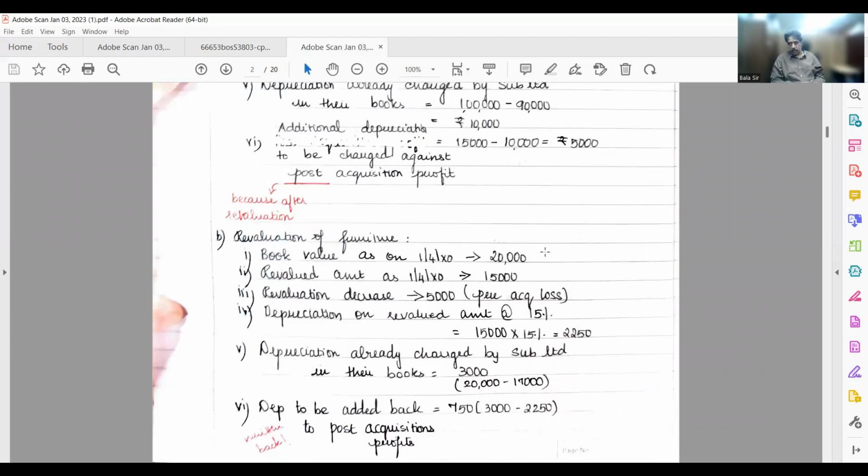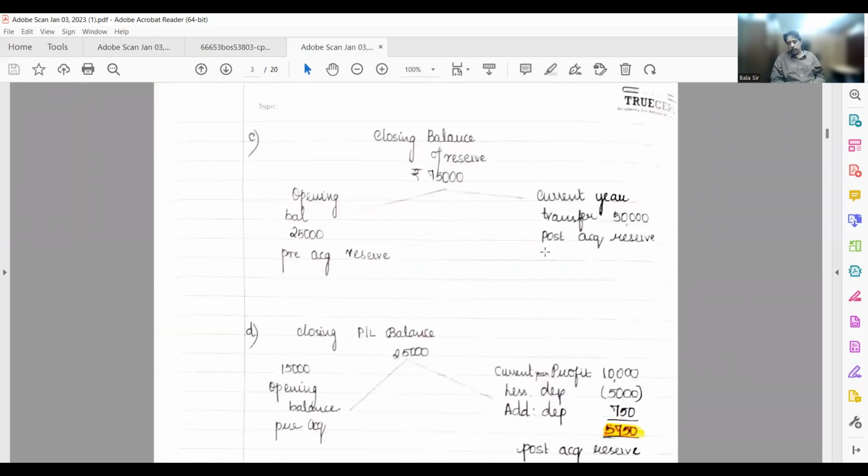Now point C. Closing balance of reserve. I'm taking a closing balance of reserve, for example, general reserve. And opening balance, 25,000. Remember always opening balance has to be pre. I'll tell you why. Because how will the 25,000 reserve as on 1/4/20x0 be what? Reserve already there as on 31st.